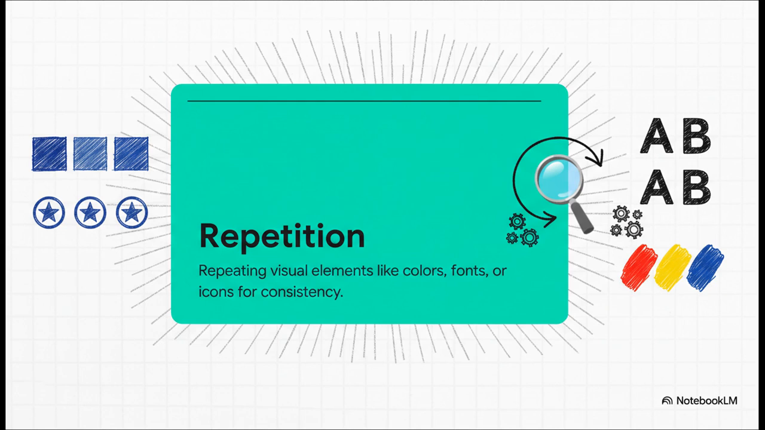This is exactly what it sounds like. It's about deliberately repeating things throughout your design, using the same colors, the same fonts, the same style of buttons. Why? Because repetition builds familiarity. It actually helps the user learn how your interface works, making it feel predictable and intuitive.